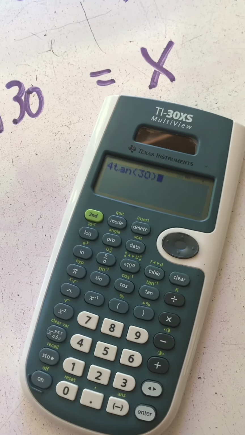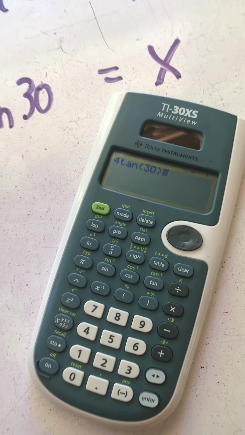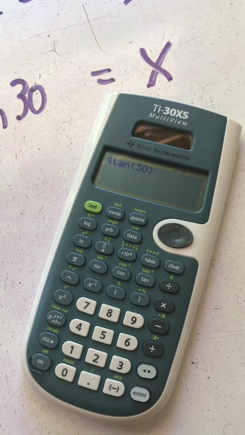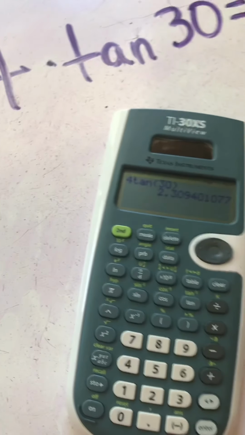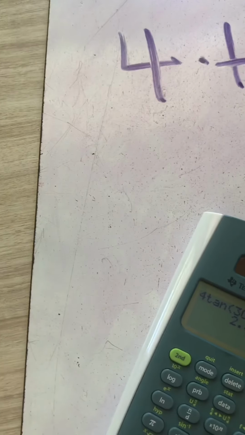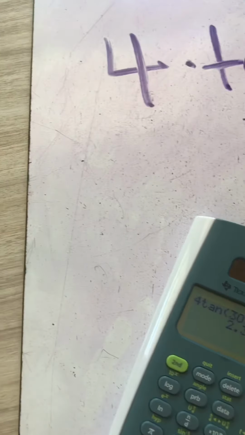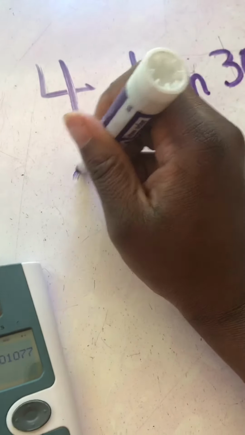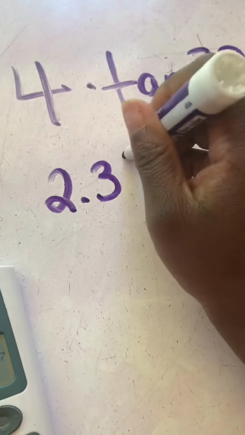You can do this on your phone. You can find a calculator on the internet, and you should be able to work that out. It's going to give me about 2.31. So I would say that x would be equal to about 2.31 if I was rounding to the nearest hundredths.